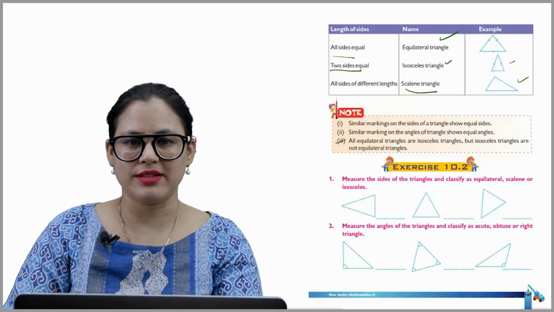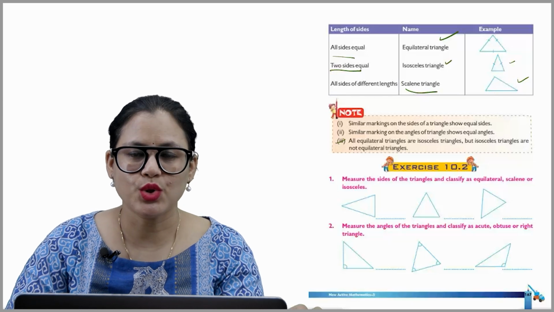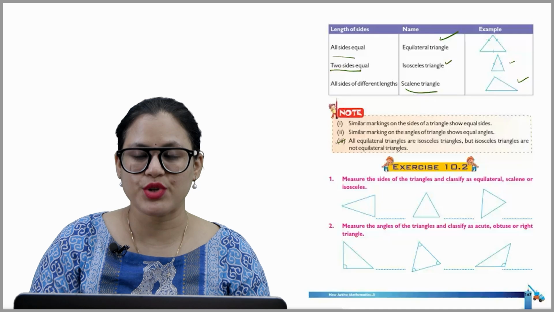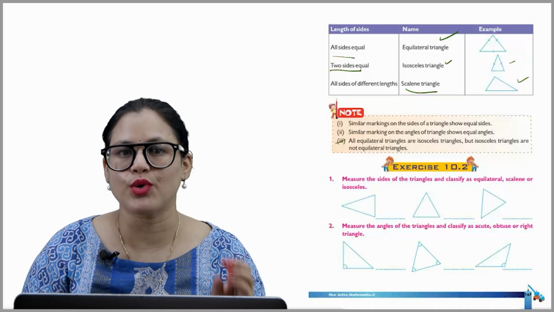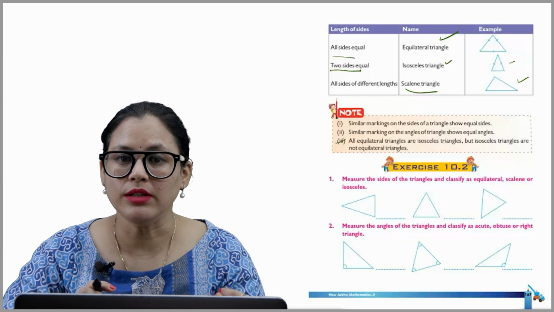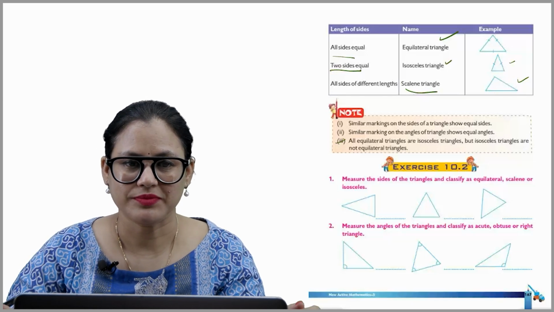Let's do exercise 10.2. Measure the sides of the triangles and classify them as equilateral, scalene or isosceles. So, you need a ruler or scale for this. You need to measure the length of all 3 sides of the triangle, and then you will tell whether the triangle is equilateral, scalene or isosceles, right?